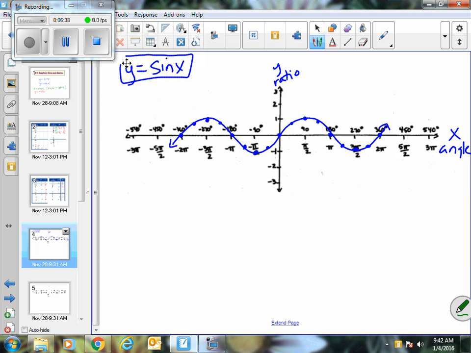Now I want you to highlight. If you have a highlighter, this is sometimes helpful to look at it from a highlighter. I'm going to have you start at 0 and highlight out to 2 pi or 360. That highlighted region then is our parent graph. So what I just highlighted is the parent graph for sine.